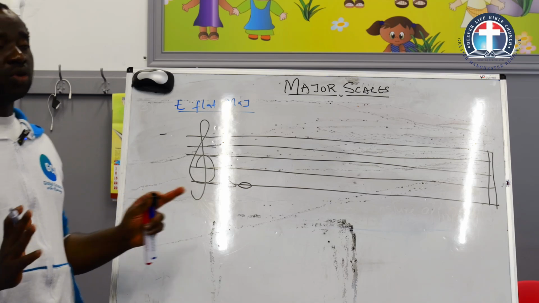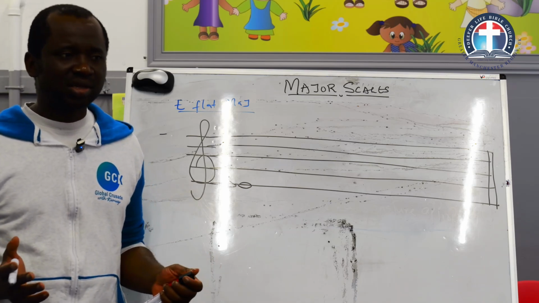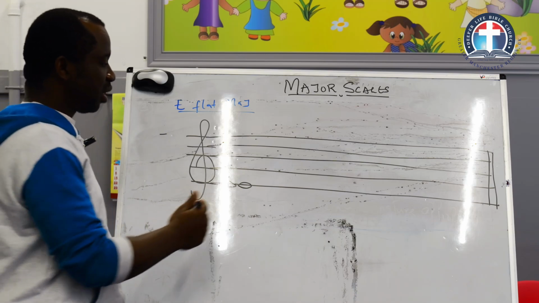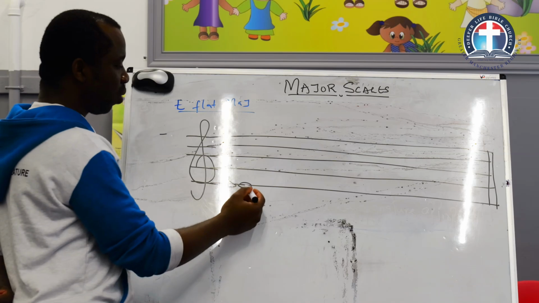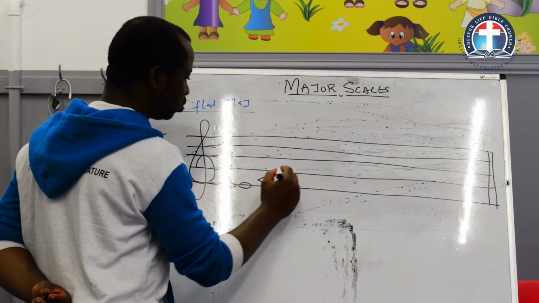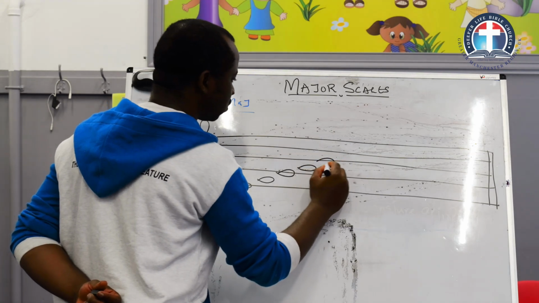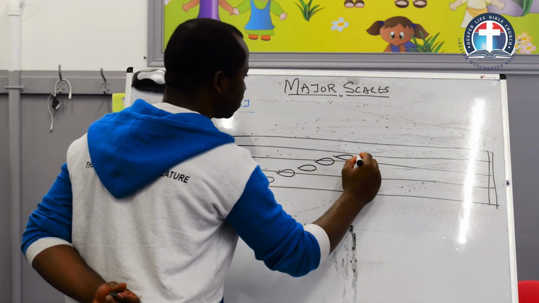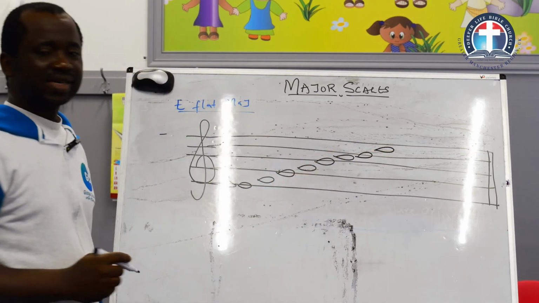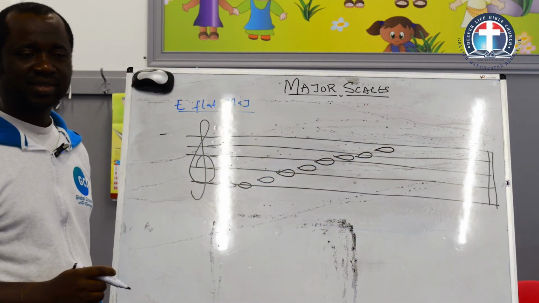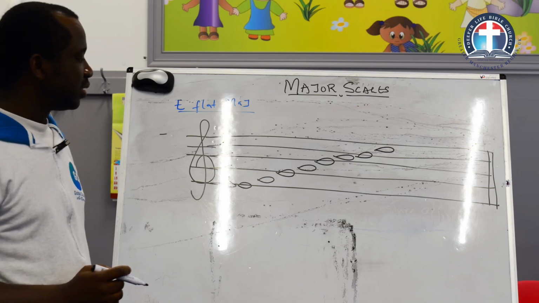Then don't worry about it. Let's say I've forgotten my tone, tone, semitone, tone, tone. I don't even want to bother about it. I just want to get this. So I'll just say, well, I need 8 degrees. 1, 2, 3, 4, 5, 6, 7, 8. Right? 8. Okay.